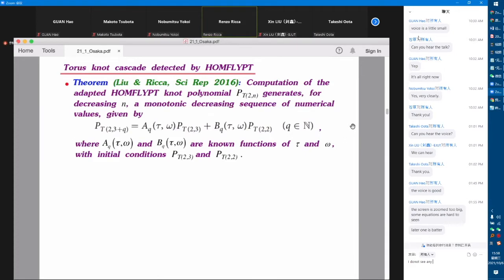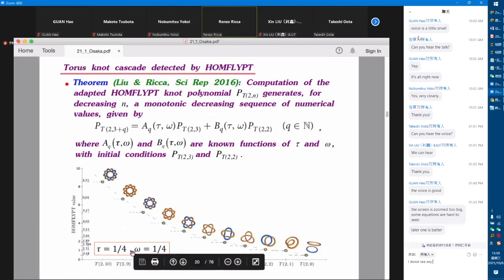And if we apply this, I'm not going to prove this result, it is in Scientific Reports. And of course, it relies on the fact that we start from any knot type we like, and then we apply recursively the skein relations of HOMFLY-PT, so as to get these functions A and B explicitly. And if we do this, assuming tau and omega that are, remember, related to writhe and twist, we get this monotonic decreasing sequence of numerical values.